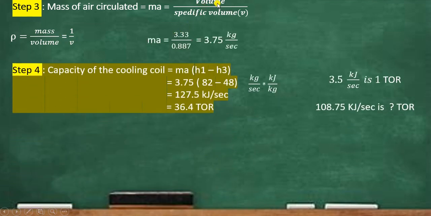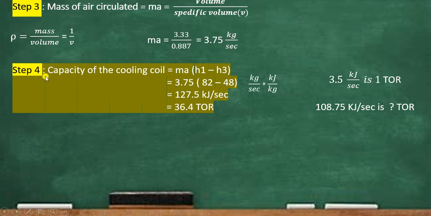So volume is given as 3.33 meter cube per second, and 0.887 is the specific volume. We have taken it from the psychrometric chart. The previous slide we have made in a table, and there you have written 0.887. So 3.33 divided by 0.887 will get 3.75 kg per second. How will you get kg per second? The reason is here it is meter cube per second and here it is meter cube per kg. Meter cube, meter cube cancels, so the remaining is kg per second.